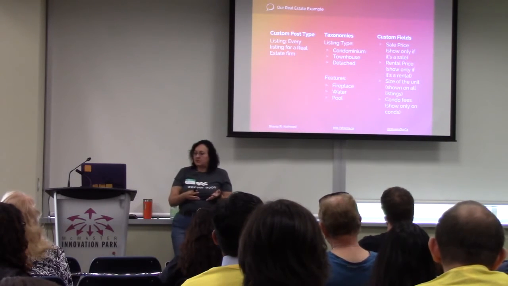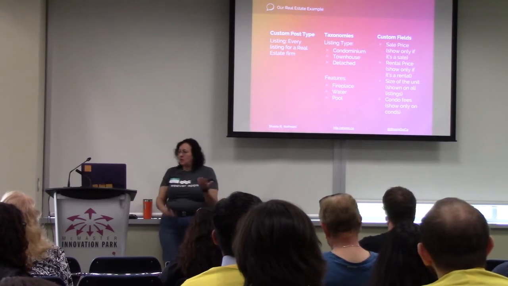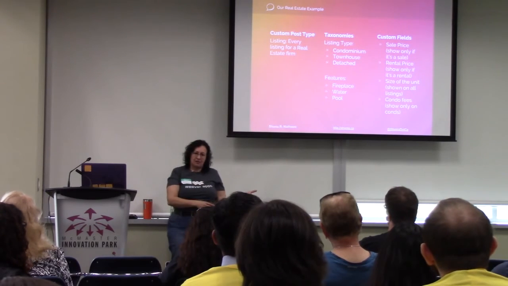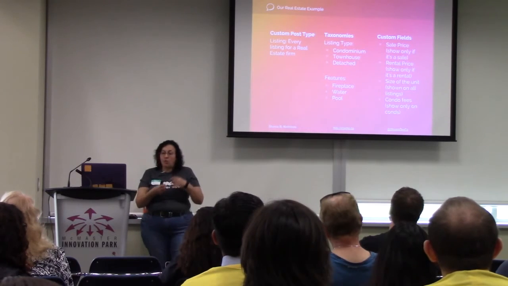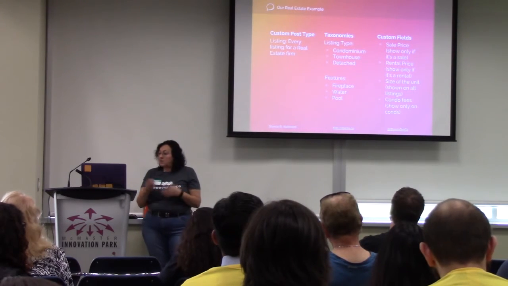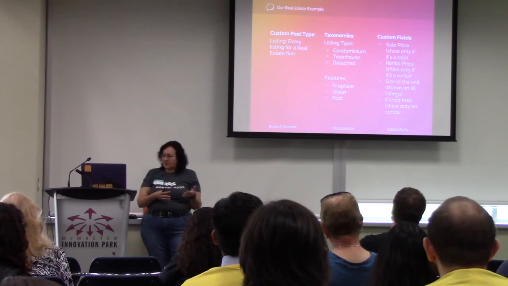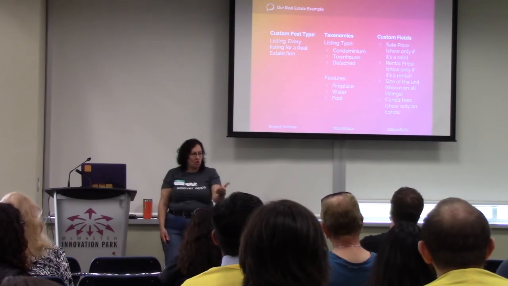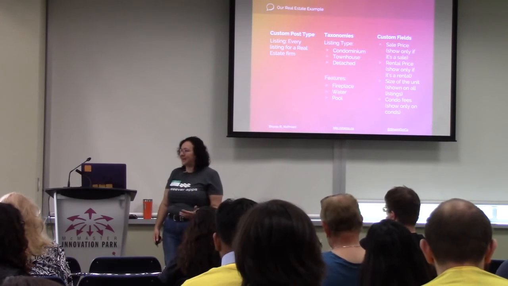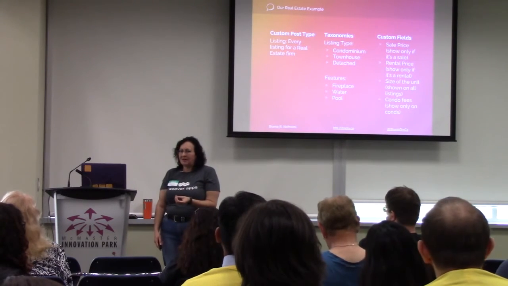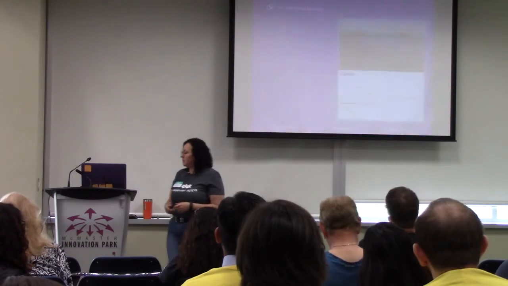The custom fields, for example, a sale price, which shows only if it's a purchased property. A rental price can show only if it's a rental. The size of the unit, which is shown on all the listings. Condo fees, which is only shown on condos. Right? So you can see how complex this can get, but how powerful it is. And it really, really does help the users.